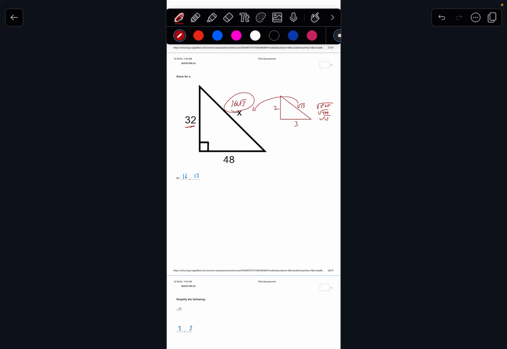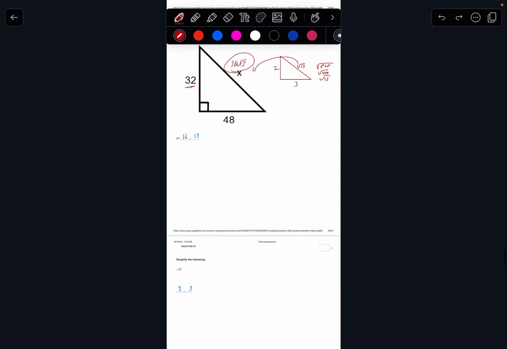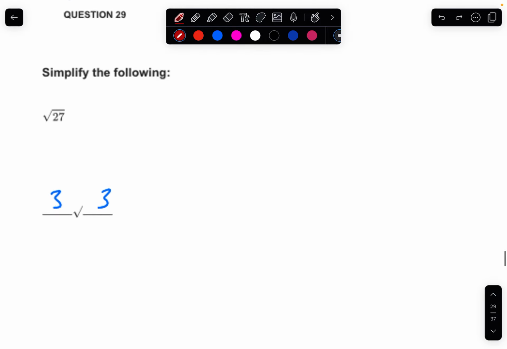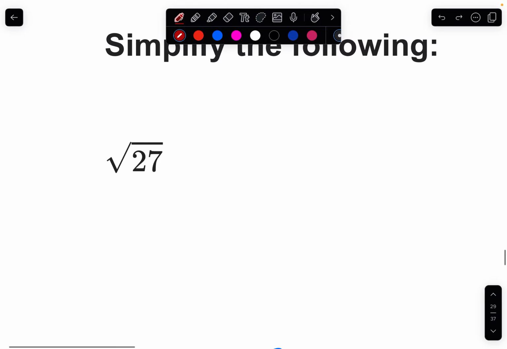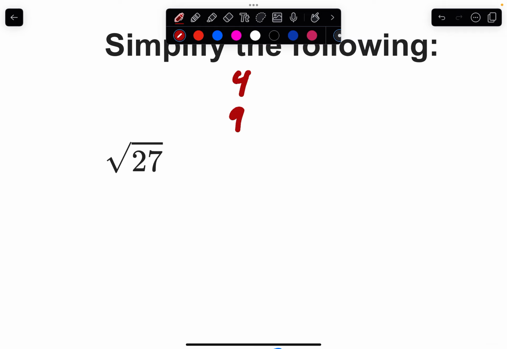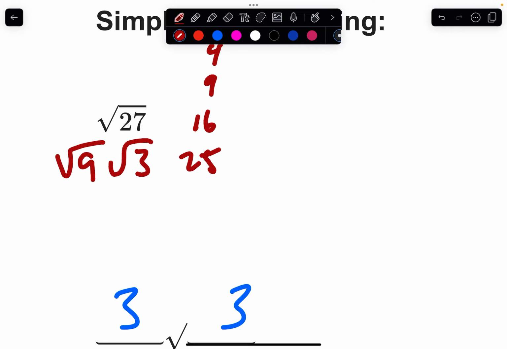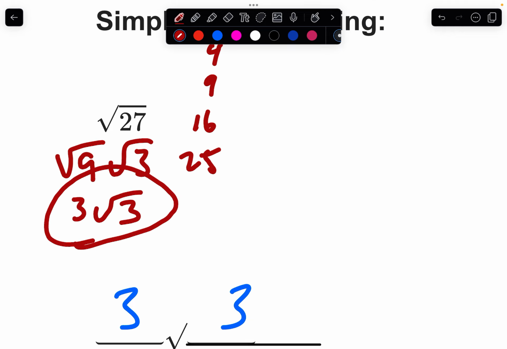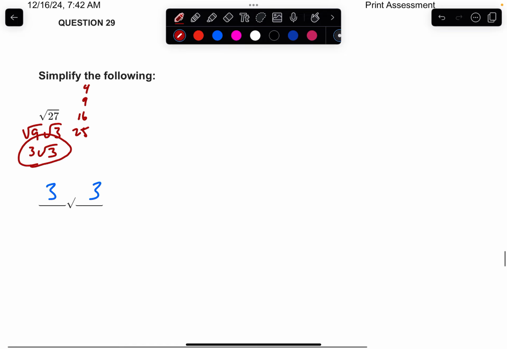Yep, really hard to do that if you don't reduce first, guys. So if you don't have good strategies on the quiz, you're going to be in big trouble. Simplify. So we need to pull out the biggest perfect square. So 4, 9, 16, 25. 9 goes into 27. So we could rewrite this as root 9 times root 3. Well, what is root 9? That is whole number 3, leaving us with a root 3. Got it.